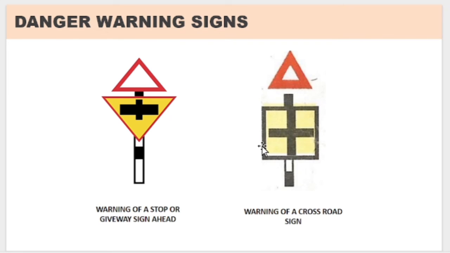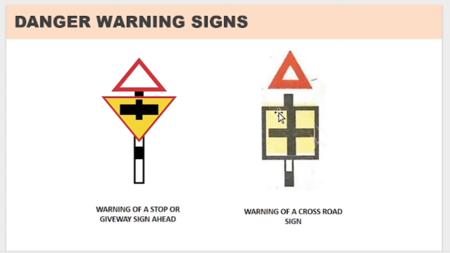Okay, now here is something very interesting. I want you to pay close attention here. Here is a warning of a stop or give way sign ahead. Okay, here is a warning of a crossroad ahead. So most people do get confused about these signs because they are almost similar. As you can see here, we do have this cross. There's also this cross, but one distinct feature about this sign is that here we do have two triangles.